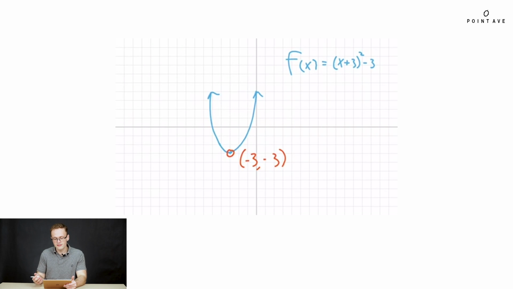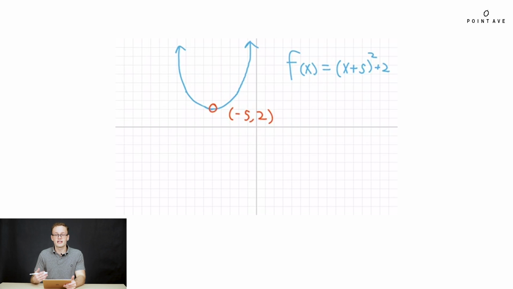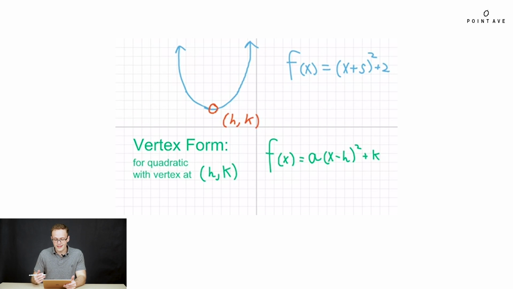Another example here, we have a vertex which is a minimum at (-3, -3), one more at (-5, 2), another minimum. And then the last example here where we generalize to the general vertex form of any quadratic function. So when we have a vertex centered at (h, k) as we see here, we can see the vertex form written for (h, k) as we have it written right here.